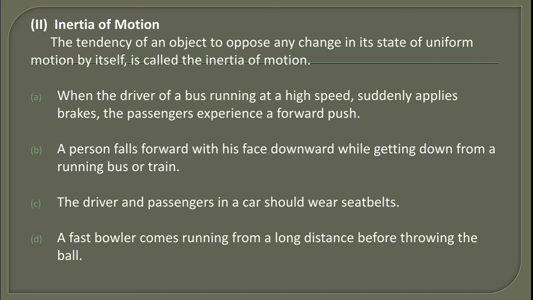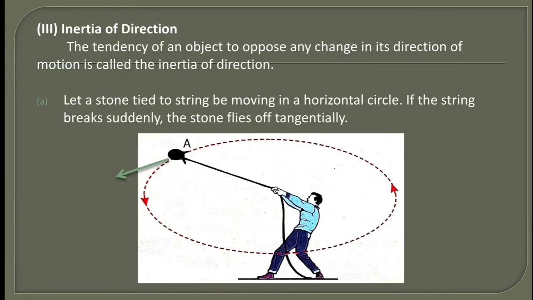Now we will understand what is inertia of direction. Now what is inertia of direction? The tendency of an object to oppose any change in its direction of motion is called the inertia of direction.